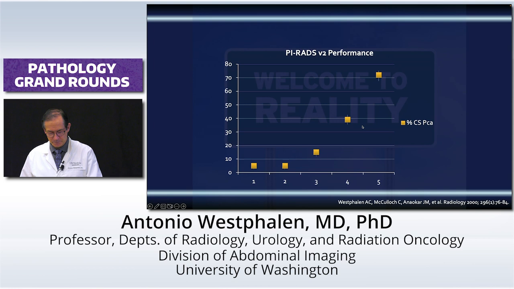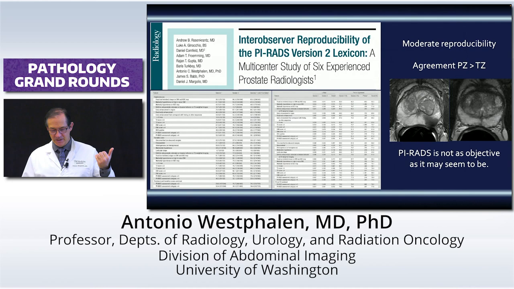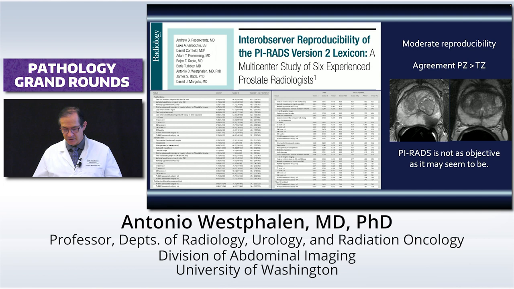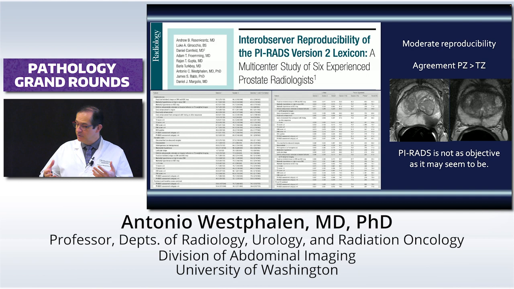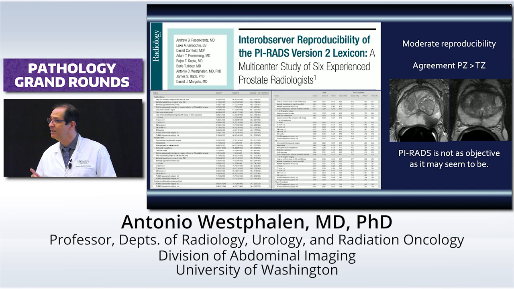It's not exact. And this is what we found in one of our studies, where we had 6 very experienced radiologists, and our scores were all over the map. Reproducibility was just moderate, and it was better for the peripheral zone than the transition zone, and now you know why, because you see why it happens. So that's where we're going to make the mistakes. And again, that's the message they want to deliver. We're going to make more mistakes in the transition zone than in the peripheral zone.